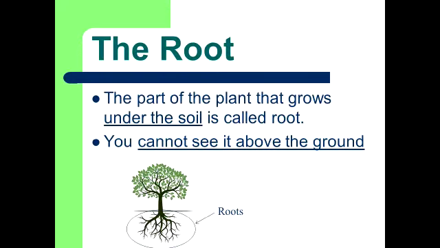First, the root. The part of the plant that grows under the soil is called root. You cannot see it above the ground. In the diagram you can see there is a tree and below the ground you can see there are roots. When you see the plant from up, you don't see the roots. So, the part of the plant that grows under the soil is called root.